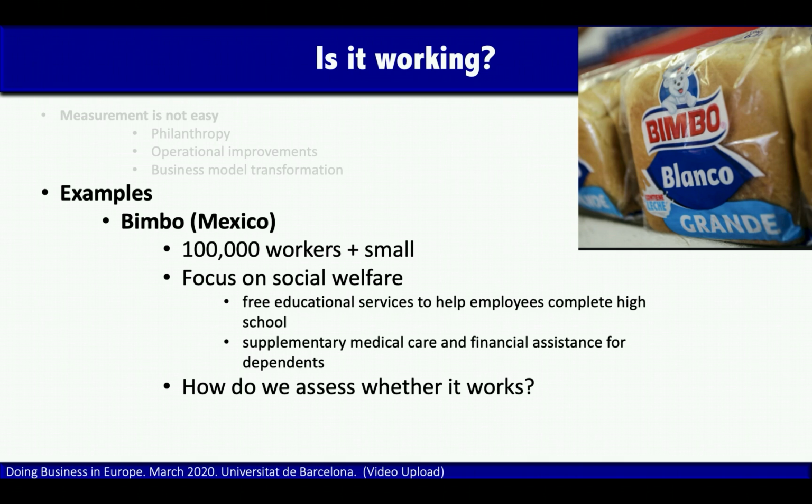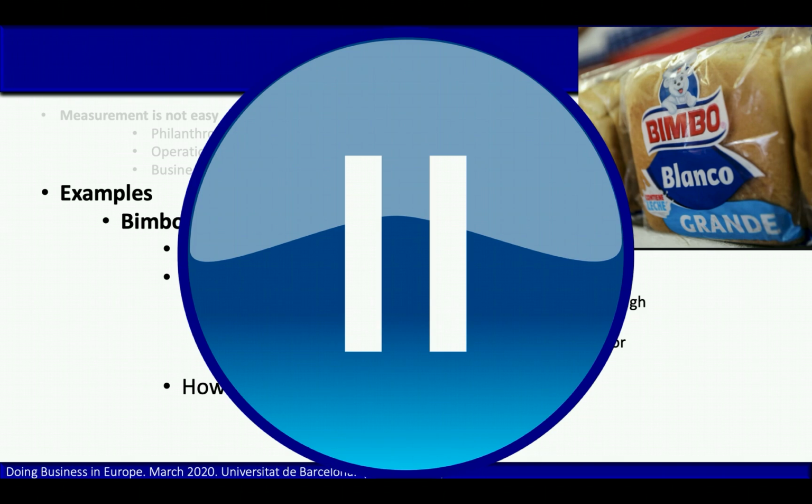Now, how do you assess whether it works or not? Can you think of one way of assessing whether these programs actually are working? And I've given you a hint a couple of slides before.